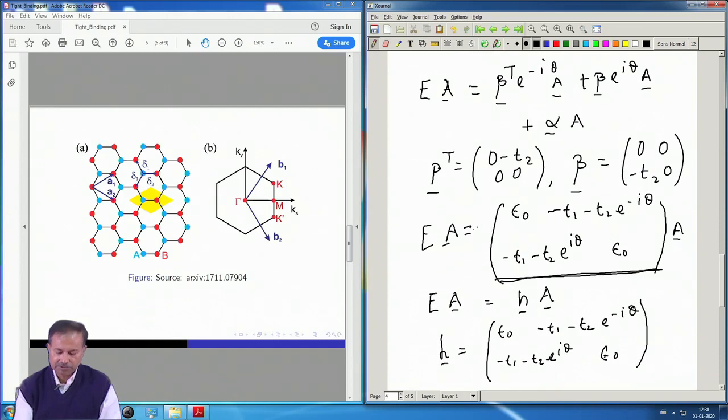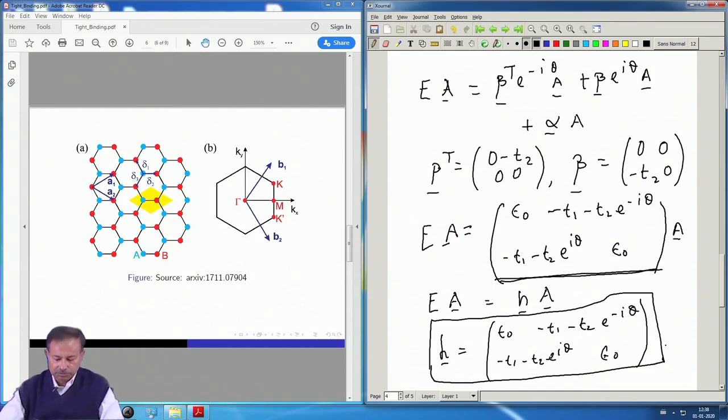So, all I have done here is that I have just multiplied beta transpose by e to the power minus I theta, beta by e to the power I theta and alpha, and summed these three matrices. These three matrices combined give me this H matrix. So, that H matrix is what I have, and I have to just diagonalize this matrix to get my eigenvalues and eigenvectors. So, I can bring this E on the right hand side, then you will get this. So, that is basically the diagonalization procedure.